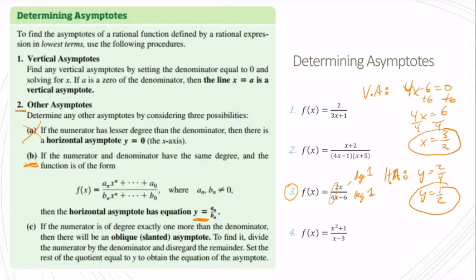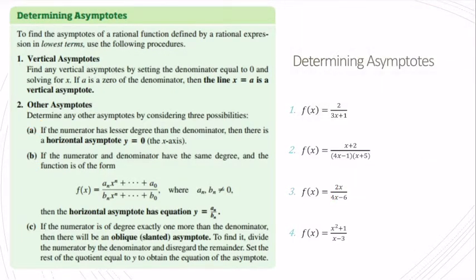I'm going to go ahead and clear this so we can do our final example. I have f of x equals x squared plus 1 over x minus 3. First thing I do is find my vertical asymptotes. That's always going to be the case. This never changes. I set my denominator equal to 0 and I solve for x. So I have a vertical asymptote at the line x equals 3.